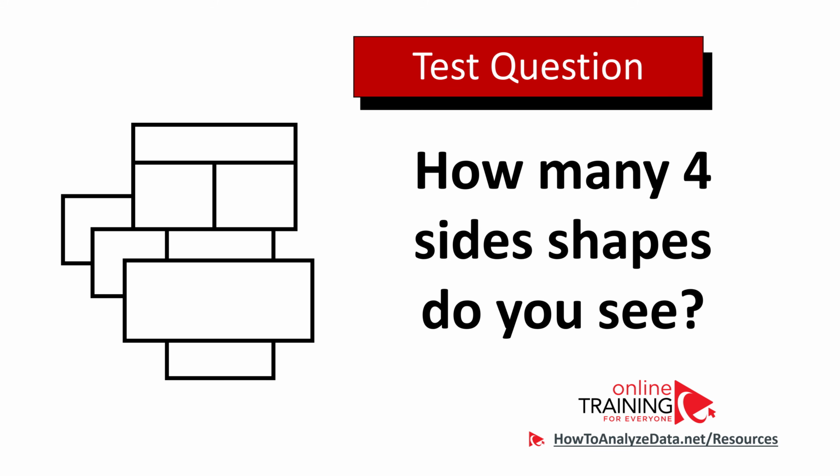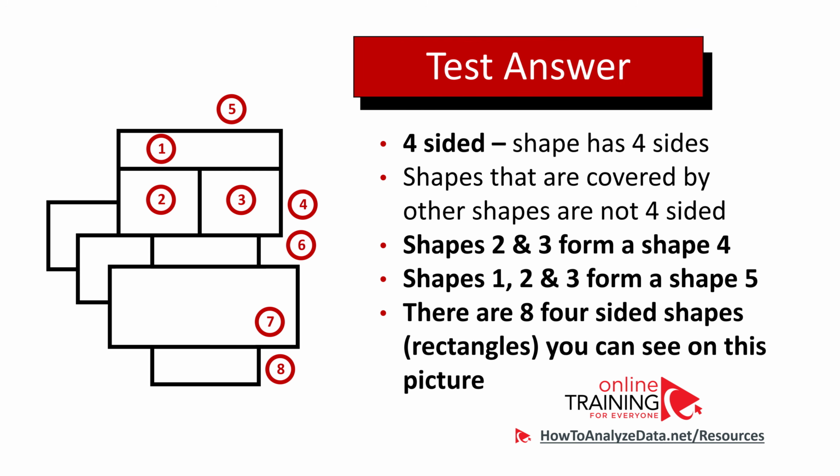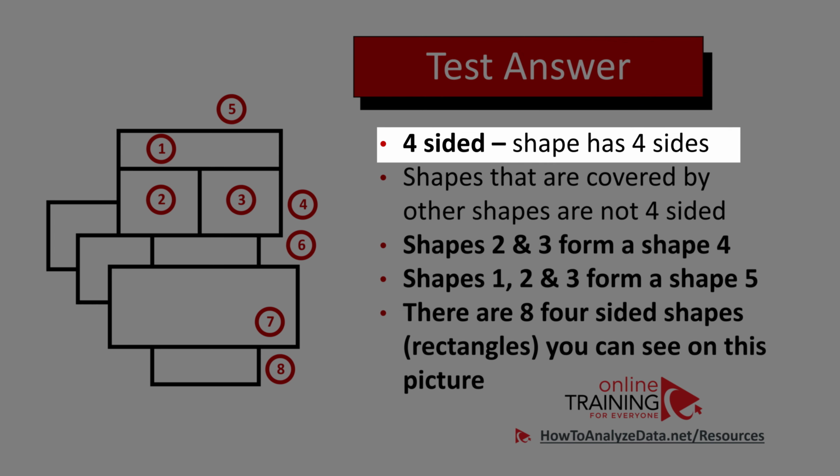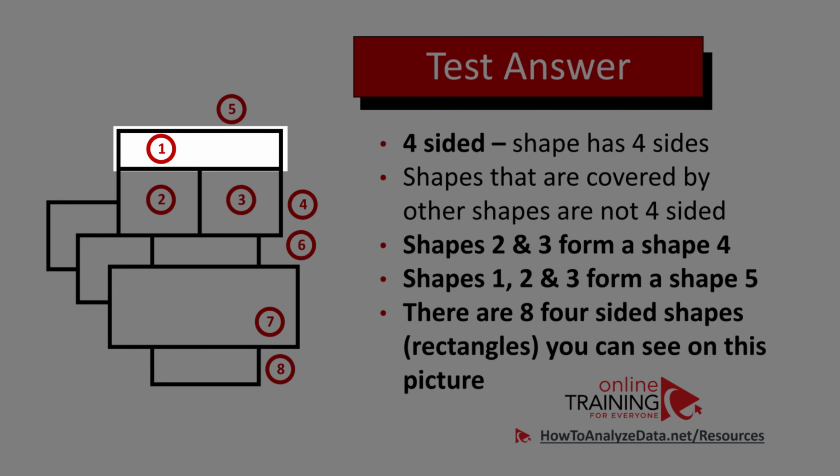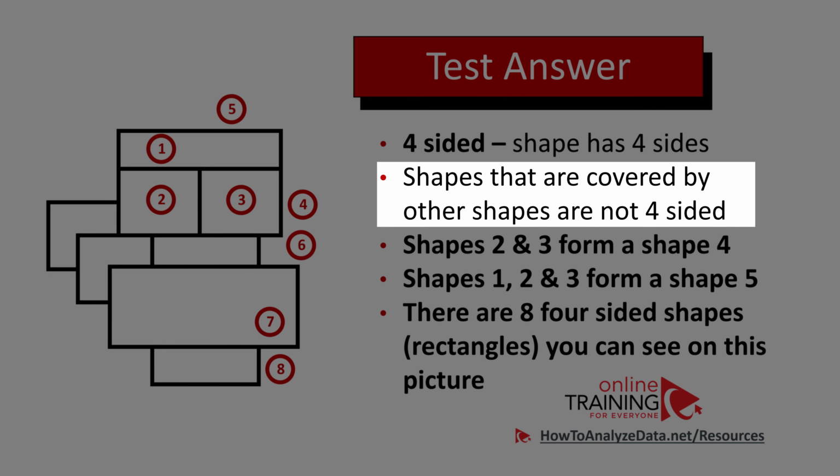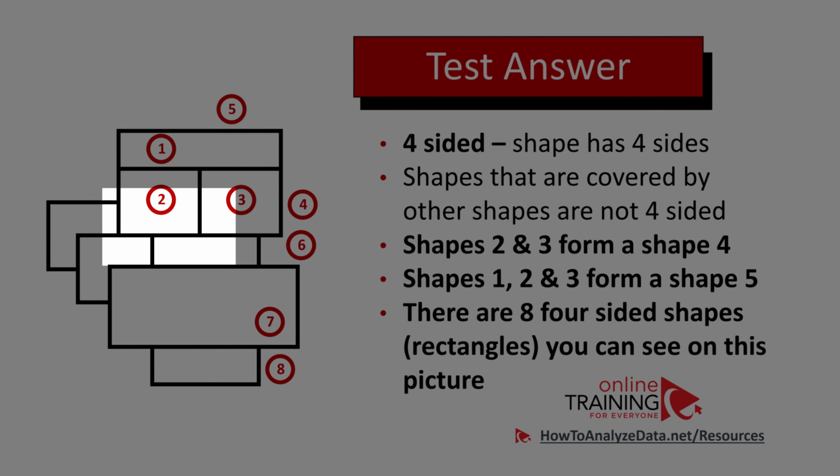Let's jump to the solution so we can solve this challenge and get to the correct solution together. So as I mentioned, first let's do a definition of the four-sided shape. And the simple definition is that the shape has four sides. For example, a rectangle has four sides, and you see a rectangle here which has four sides, and this shape matches the criteria. Shapes that are covered by other shapes are not four-sided. For example, we have something that mimics a square here, but because it's covered by another square, it is not four-sided. Actually, it has 5 sides.